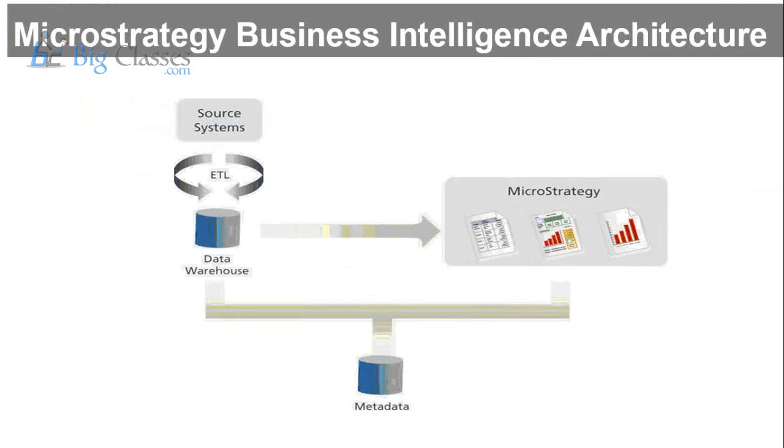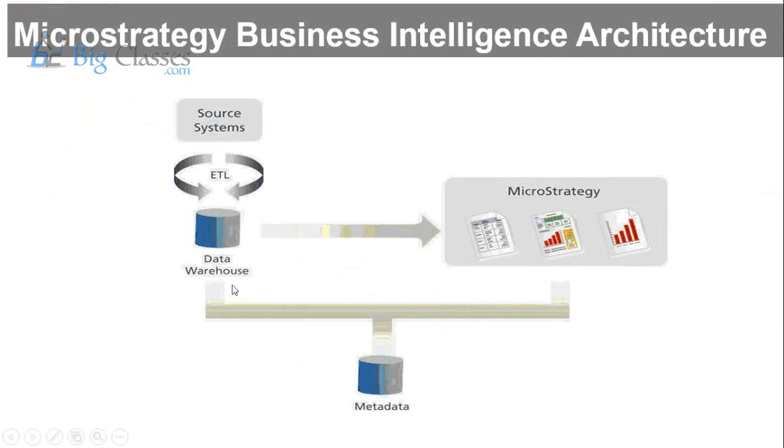So let's discuss the architecture. Now when I talk about the architecture, there are two components that you see over here: MicroStrategy and the metadata. These two components are purely from the MicroStrategy perspective. So we are not going to discuss them for a moment, but the other three components that you see over here on the left-hand side are the source system, ETL, and the data warehouse.